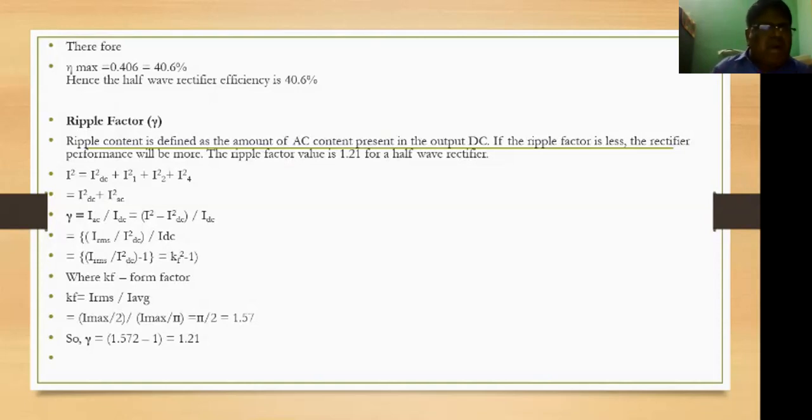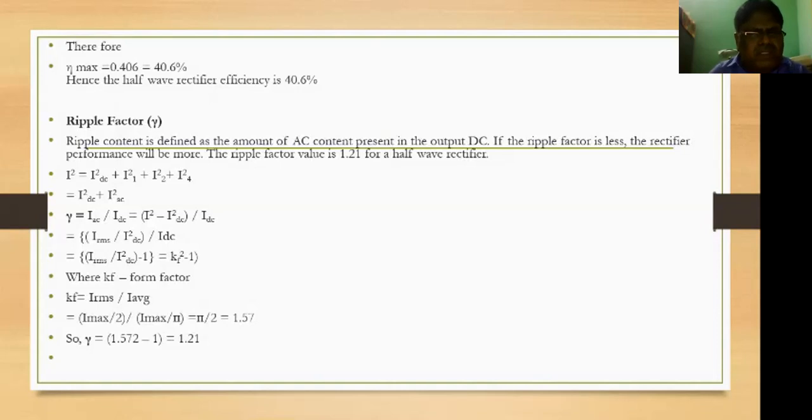So that means gamma equals input current by output current, that is, I AC and input current, I DC, the DC current. That is equal to the square root of I rms squared minus I DC squared, divided by I DC. That is, I RMS divided by I DC, squared, minus 1, root mean square current divided by I DC, that is called root of K F squared minus 1, where K F is the form factor.